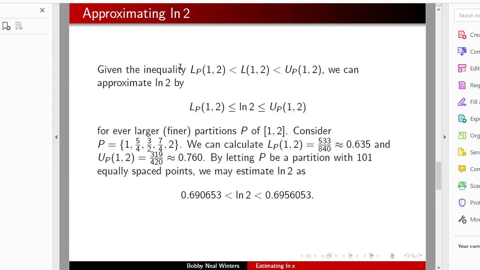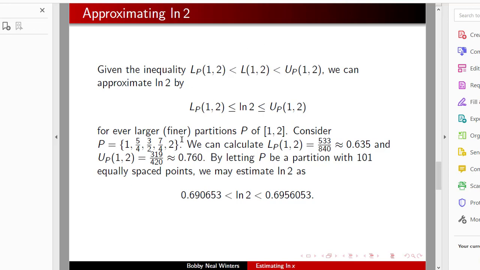So this brings us to our point here of approximating the natural log of 2. And so we have an inequality. L_P of [1,2] is less than or equal to L of [1,2] is less than or equal to U_P of [1,2]. So putting in the definition, we have an approximate value of the natural log of 2 as being between L_P of [1,2] and U_P of [1,2]. And so for finer and finer partitions, we can get closer to ln 2.